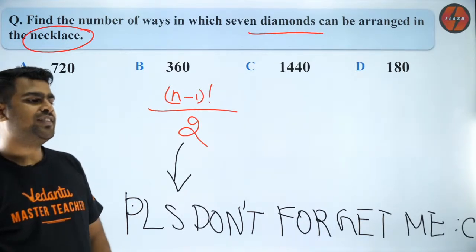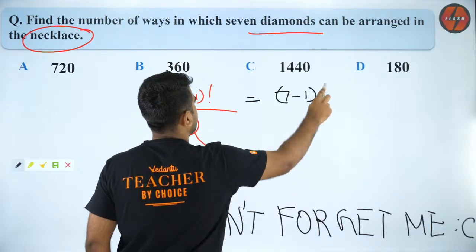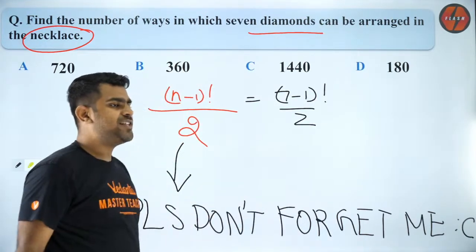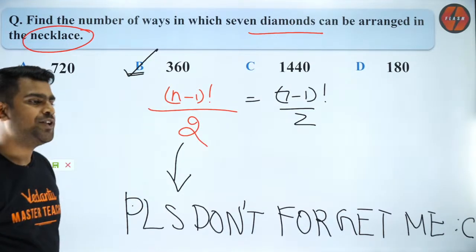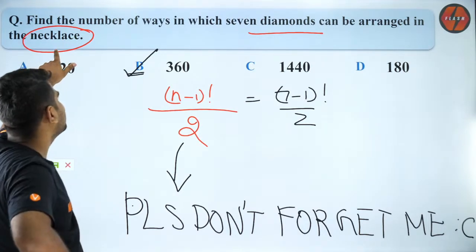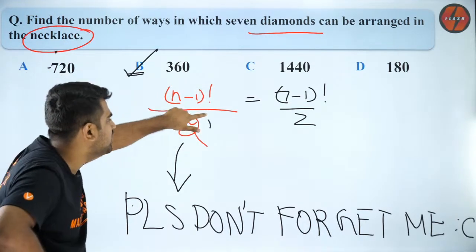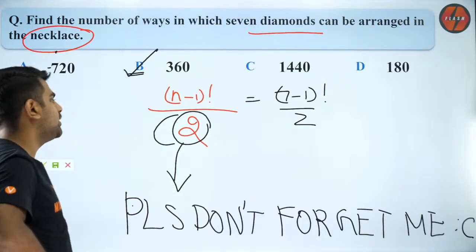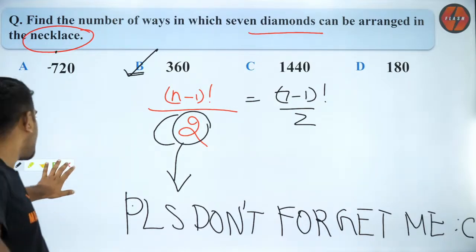Are you guys clear? So the answer is going to be 360. Okay. Are you all clear? Everybody? So Maruti, whenever you have a necklace, garland, beads, flowers, anything like that, you have to divide by 2. Okay. Are you guys okay with that? Everybody? Brilliant job, guys. Awesome.